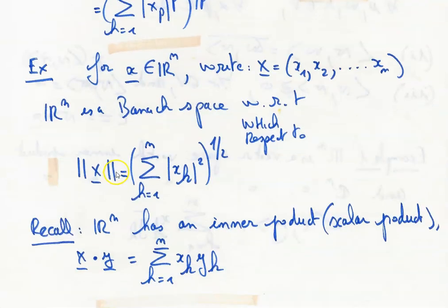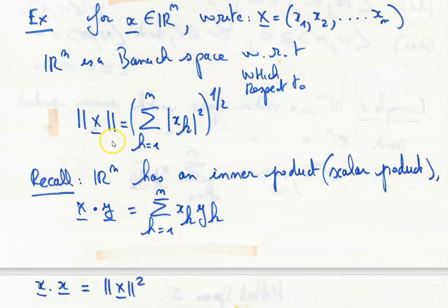Okay. So for example, for x which belongs to R^n, if we write x as a sequence, x_1 as the first coordinate, x_2 as the second coordinate, up to x_n, which is a series, but I speak about coordinates, the same thing. We say R^n is a Banach space with respect to the norm of x, which is defined as the sum for k equal 1 to n of the absolute value of x_k squared, all to the power 1/2.